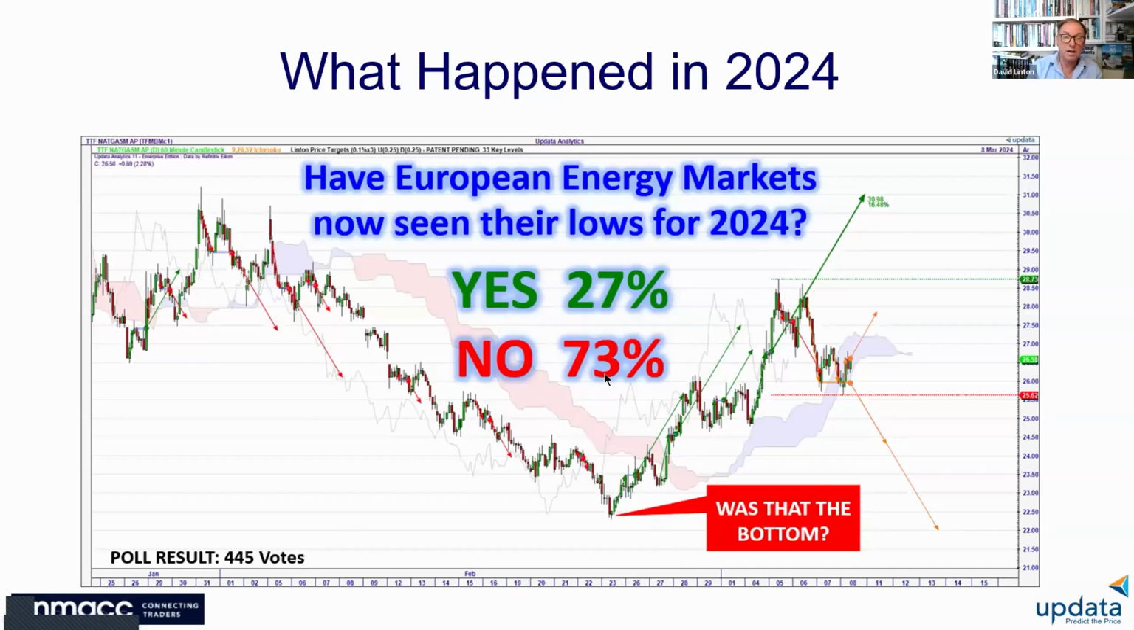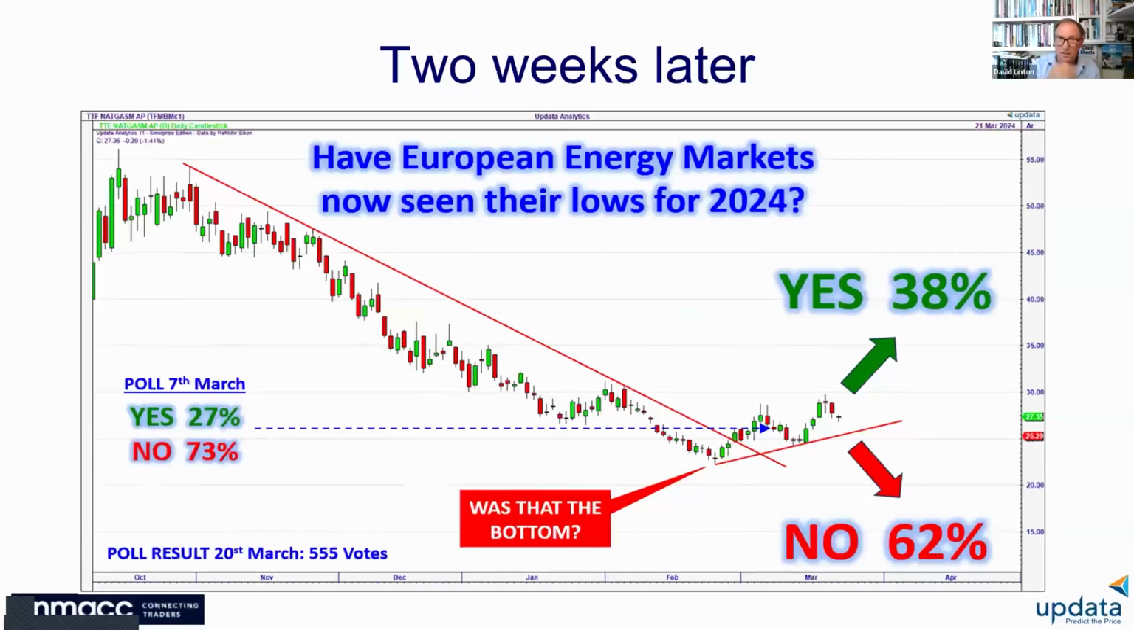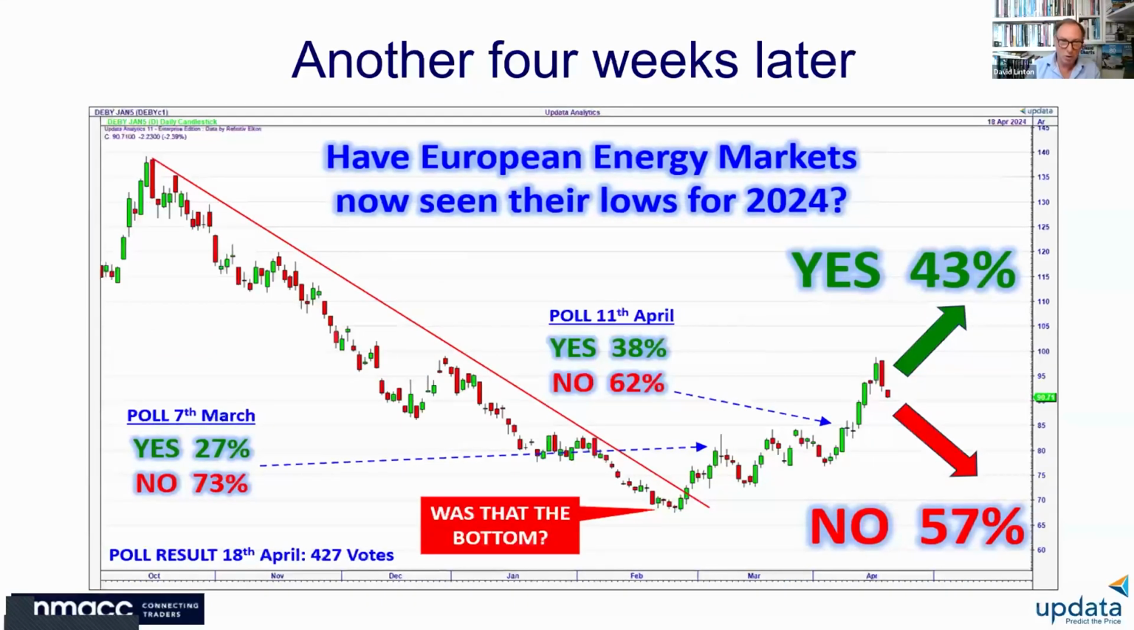I put this up on LinkedIn, and we were telling our clients that we felt the market had bottomed. Then I asked the question again 2 weeks later, and that shifted from 73-27 to 62% saying no and 38% saying yes. 550 people voted. A few more weeks later, it had shifted from 73% no, to 62% no, to 57% no. Suddenly it was growing to 27, 38, and 43. So the market was starting to get a 50-50 split.